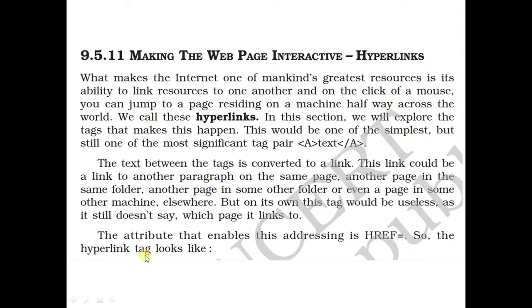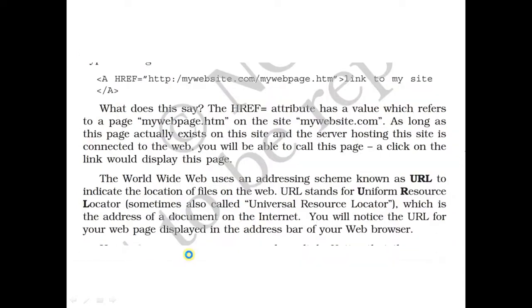So the hyperlink tag looks like as given here. First we write an angular bracket, then the a tag. After the a tag we write the attribute href equal to the path or the location of the page, like http://mywebsite.com/mywebpage.html. And then the text for linking, that is link to my site, and then we close the anchor tag.